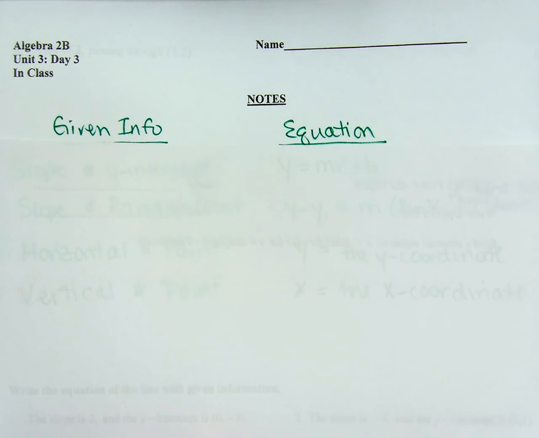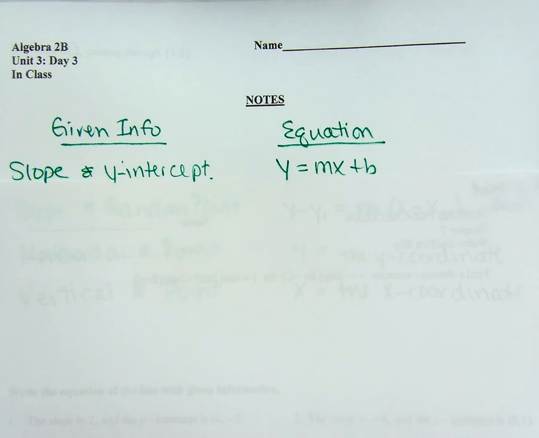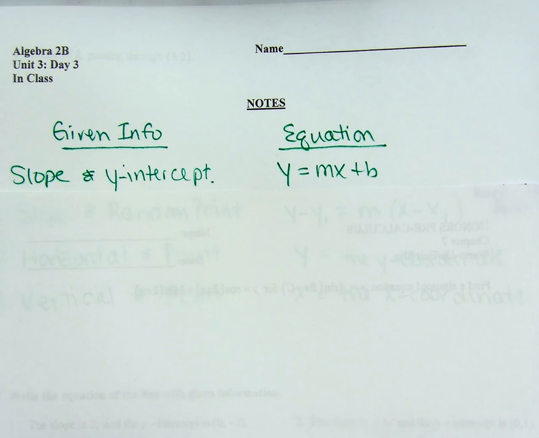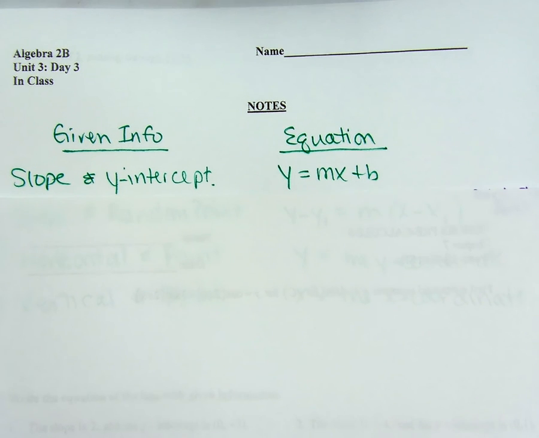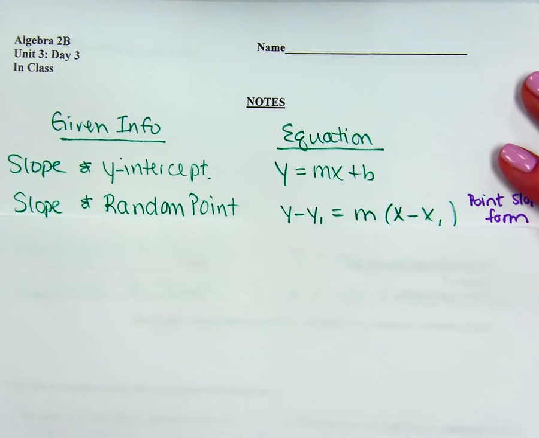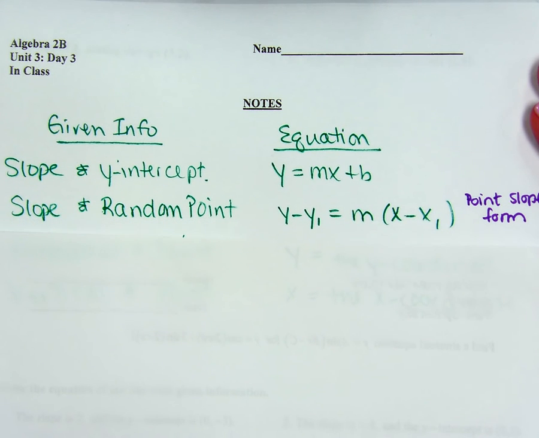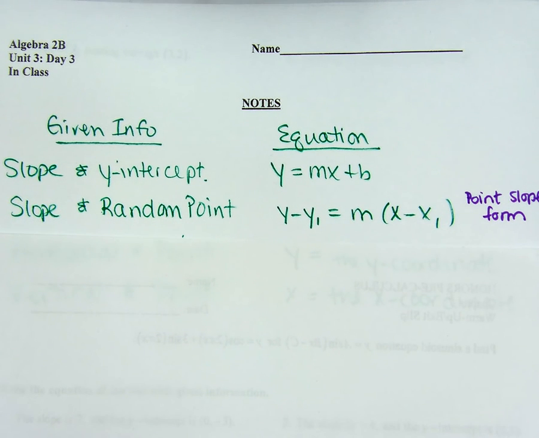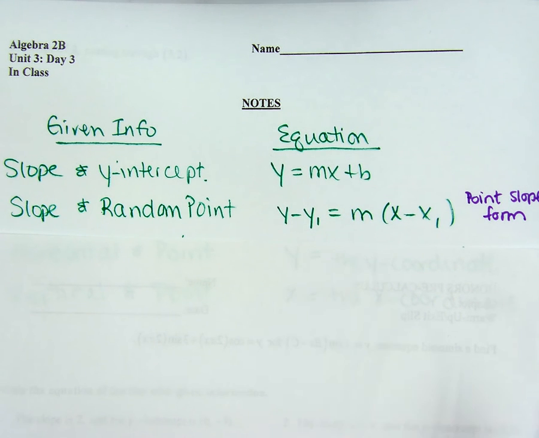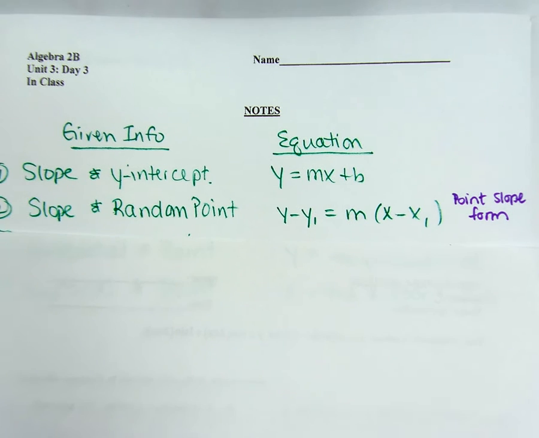All right, guys, today is Unit 3, Day 3: some things that you're given and what you need to solve for. So the first thing is, if the information you're given is the slope and the y-intercept, you're going to use the equation y equals mx plus b. If you're given the slope and just a random point that you need to use to solve, then we are going to use the point slope form, which is y minus y sub 1 equals m times x minus x sub 1.